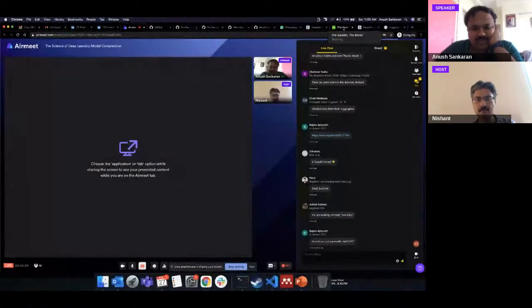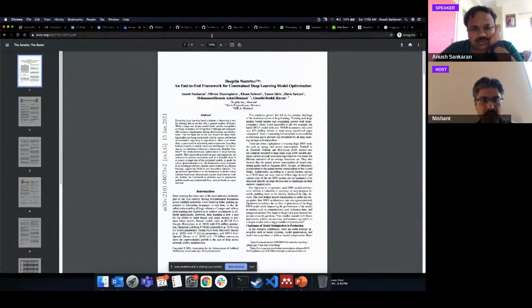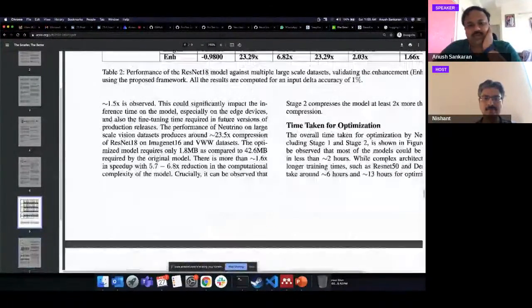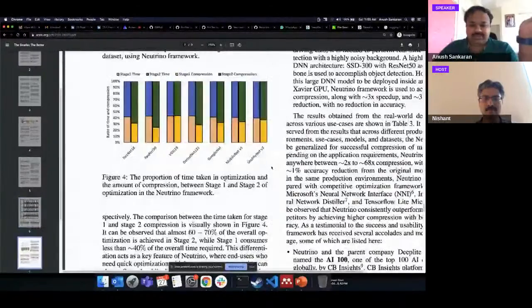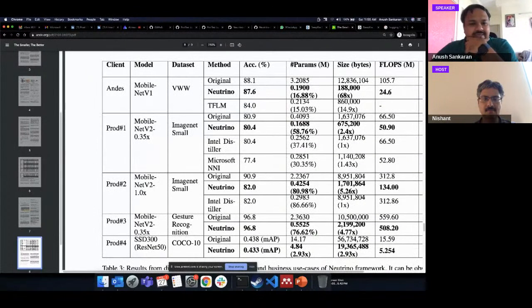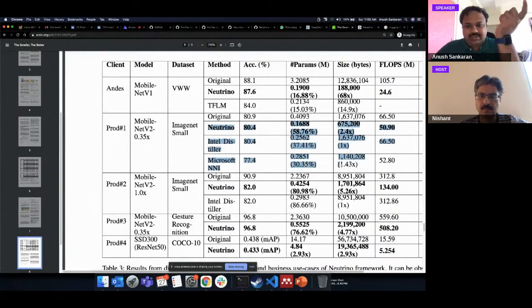Can you see the screen? We can see. Yes. It's the paper. So in the paper, these are some of the experiments run by our clients, not by us. This is one of the fairest experiments that we could show. One of the clients, on the MobileNet V2 model for ImageNet data, tried the original model, Deeplite's Neutrino, Intel's Distiller, and Microsoft's NNI, which is their product for model compression. So the clients tried to compare these models.